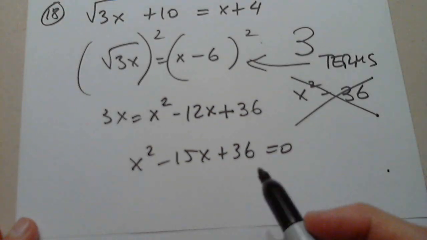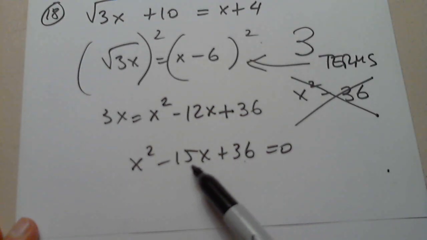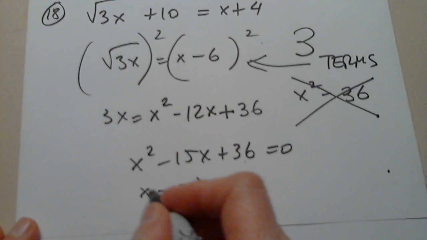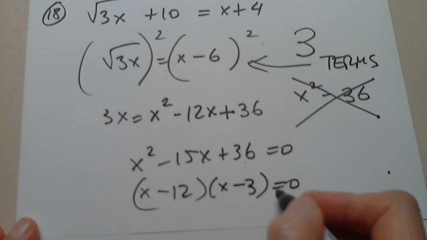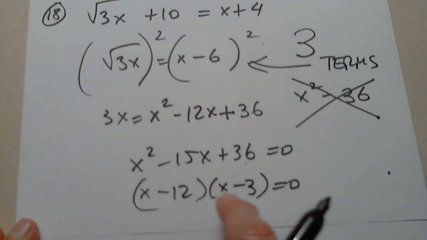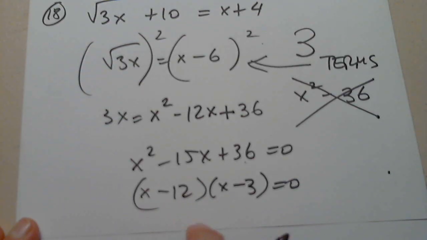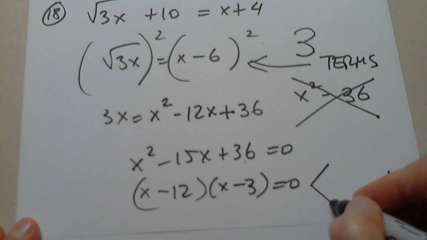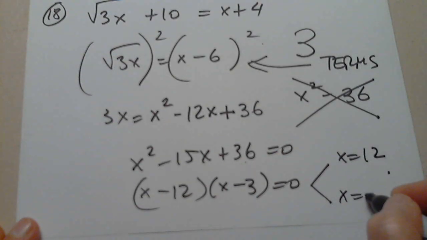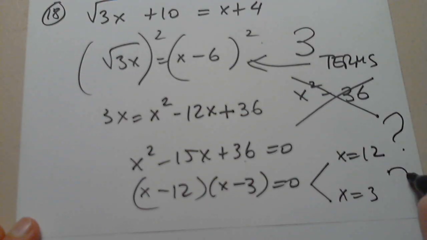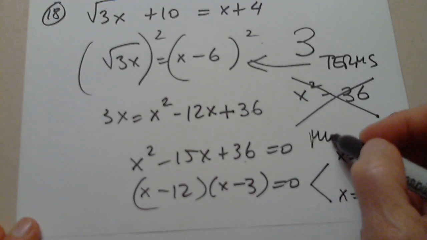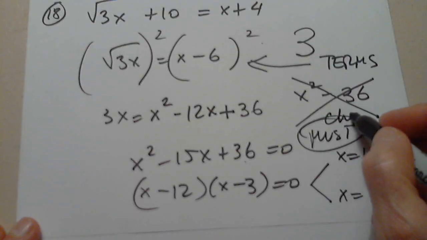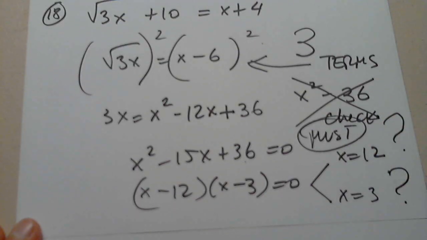Good. So now let's see what we have. Negative 12 and 3. So x minus 12, x minus 3. Let's check. X squared minus 12x minus 3x. Negative 12 times negative 3 is 36. So I have two options. X equals 12 and x equals 3. Do they work? I don't know. It's a must. Must check. This is a must check.